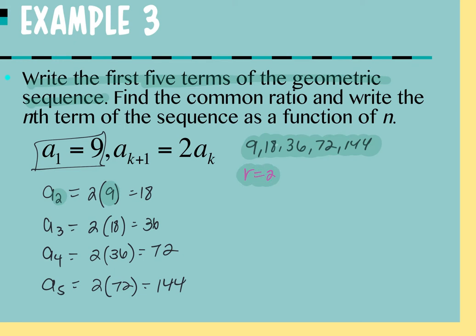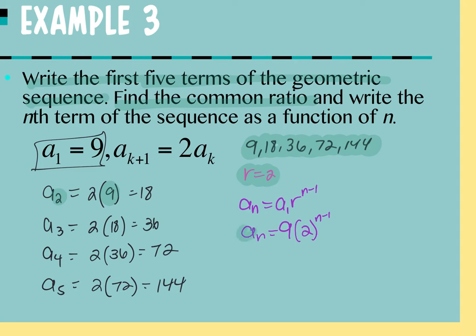That's the second part. And then the last part says, write the nth term of a sequence as a function of n. So a sub n equals a1 times r to the n minus 1. A sub n would equal a1, which is 9, times r, which is 2, raised to the n minus 1. And that's how we would do it.